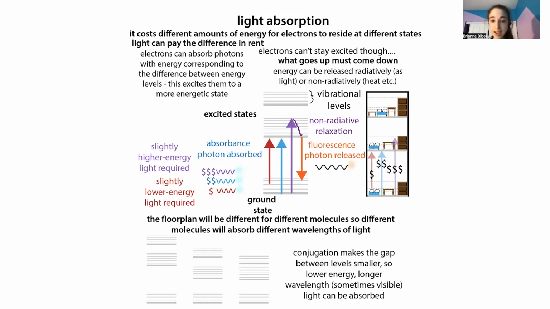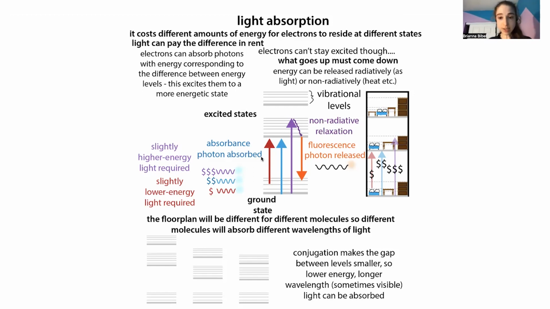Typically, molecules can't hang out in that excited state for too long, and so they end up dispersing that energy somehow. This can be just fizzling out, so non-radiative relaxation. It can also be radiative relaxation, where you're actually releasing light. And this is the basis of fluorescence, where a molecule absorbs light, gets excited to another excited state, can't hang out there forever, and falls back down, releasing a photon as energy.